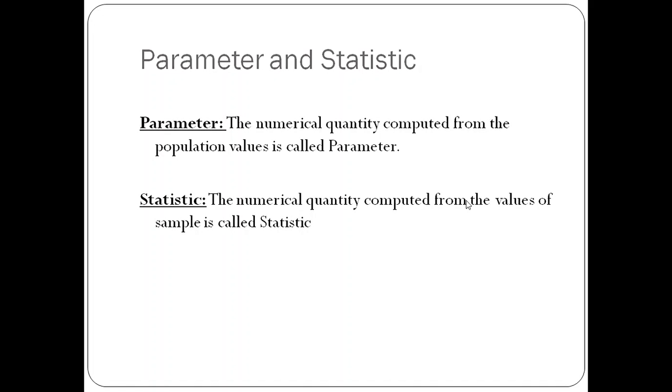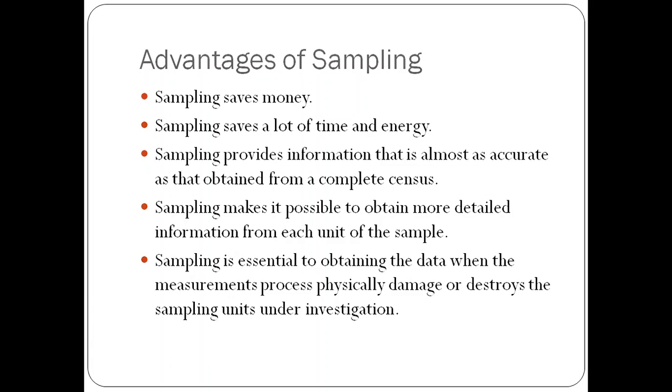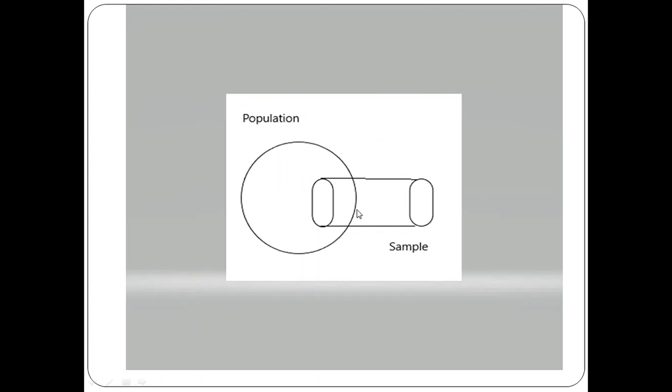Now, we have two very important terms, parameter and statistic, which we are going to use in this topic. So, what is a parameter? A numerical quantity computed from the population values is called a parameter. Here I have shown in this diagram the population, and this is the sample which is taken from this population. So if you calculate any numerical value by using all of the population values, then the quantity will be called a parameter.